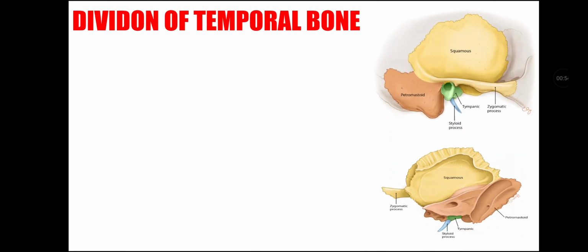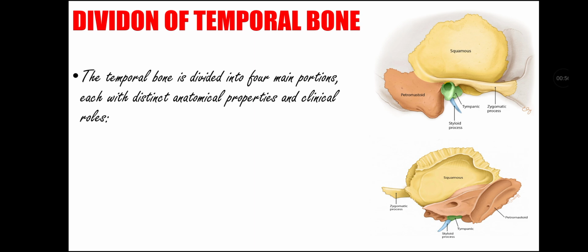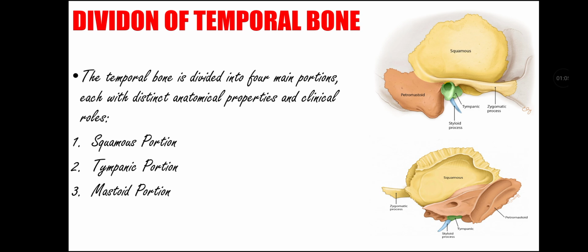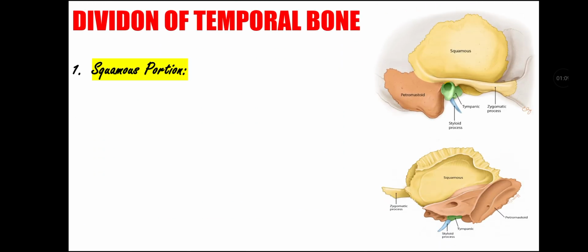Now let's talk about division of temporal bone. Temporal bone is divided into four main portions, each with distinct anatomical properties and clinical roles. These are squamous portion, tympanic portion, mastoid portion, and petrous portion of temporal bone. Now let's talk about them one by one.